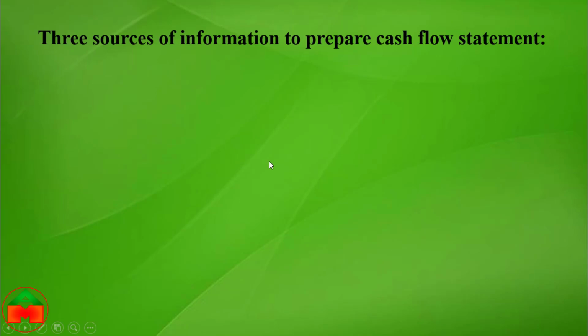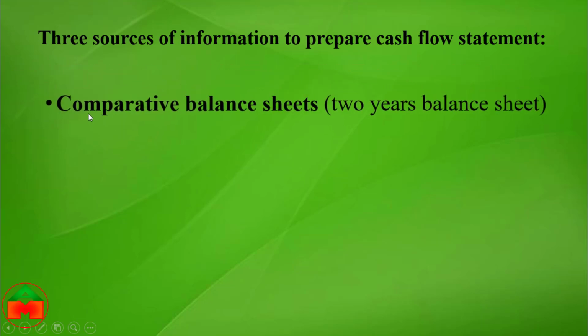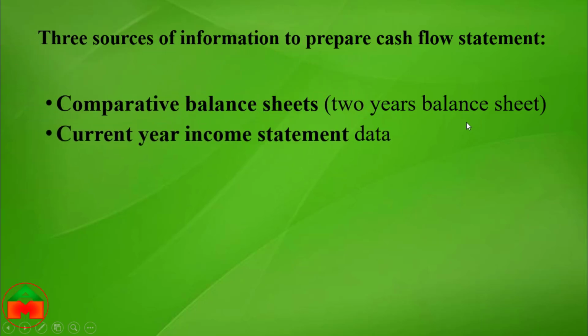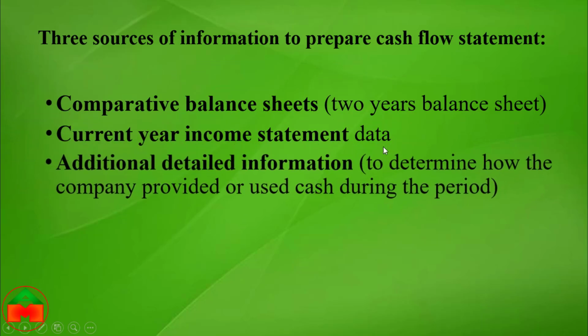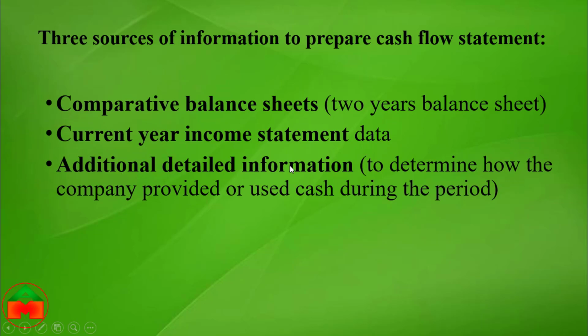So whenever we need to prepare cash flow statement, we need information. Generally there are three sources of information to prepare cash flow statement. The first one is comparative balance sheets. Here comparative balance sheet means 2 years balance sheet. And then current year income statement data. And the last one is additional detailed information to determine how the company provided or used cash during the period. So from these three sources of information, we will be able to prepare cash flow statements.